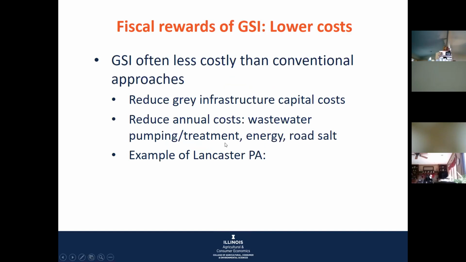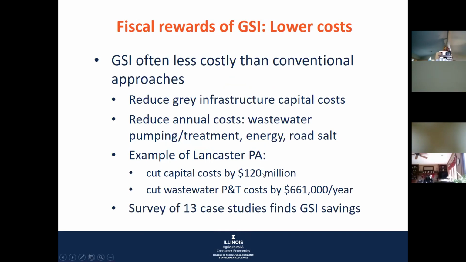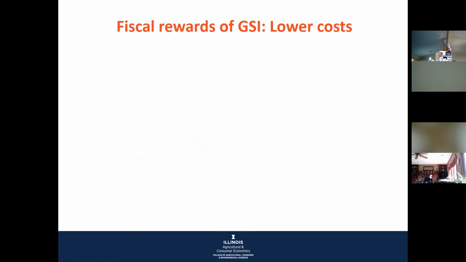One example, a case study in Lancaster, Pennsylvania, showed that you could cut capital costs by $120 million and cut annual wastewater pumping and treatment costs by $661,000 every year. So this is significant. And then there's other work that surveyed 13 case studies, and in all of them found that broader implementation of green stormwater solutions would, in fact, save money.